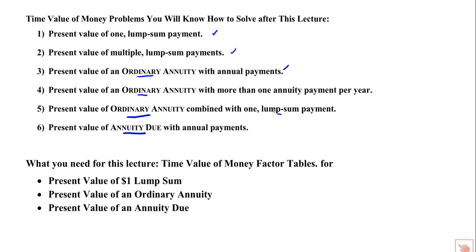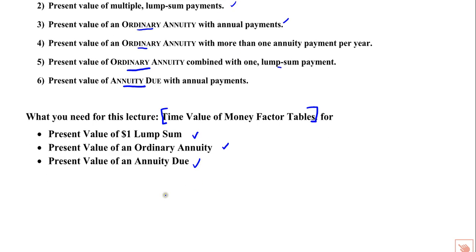And then present value of an annuity due. We don't repeat the 4 and 5 techniques for annuity due because they're the same. But you should also be able to present value an annuity due with more than one payment a year, or an annuity due combined with a lump sum payment. What do you need? You're going to need a time value of money factor table for lump sum, present value of ordinary annuity, and present value of an annuity due. And you can find that on your own or it's provided here with this course.